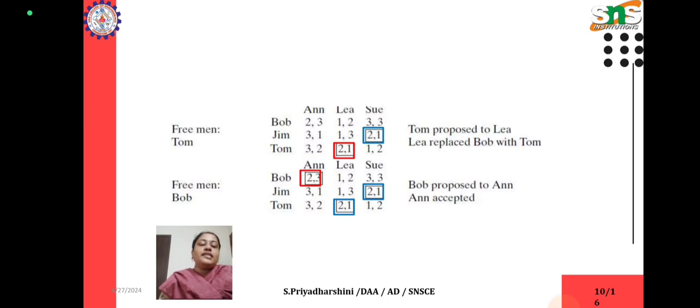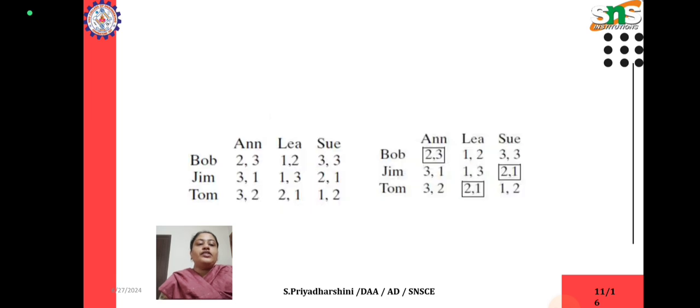So Bob makes a proposal to Anne. Since Anne is free, Anne accepts Bob. So according to the stable marriage problem, for this problem, Bob's pair is Anne, Jim's is Shu, and Tom's is Lee. So this is the solution of the given stable marriage problem.